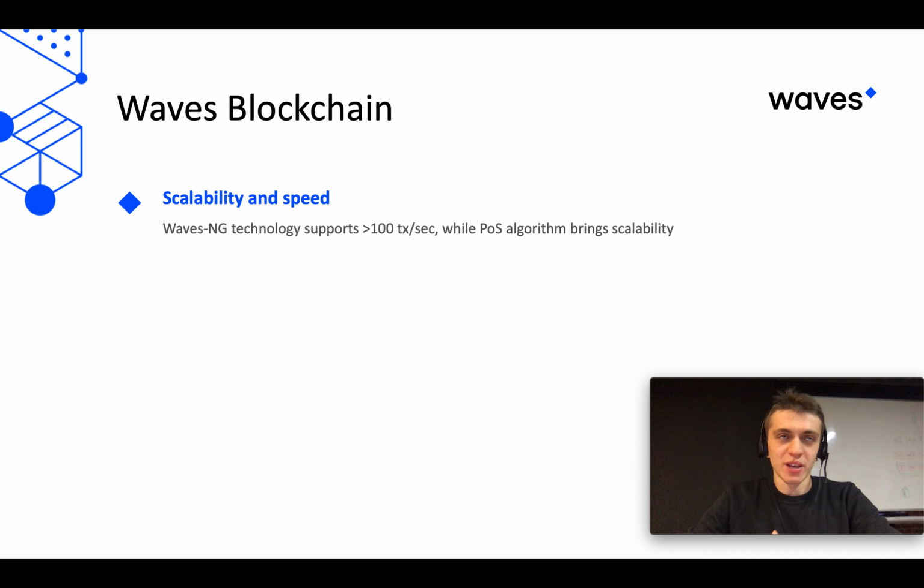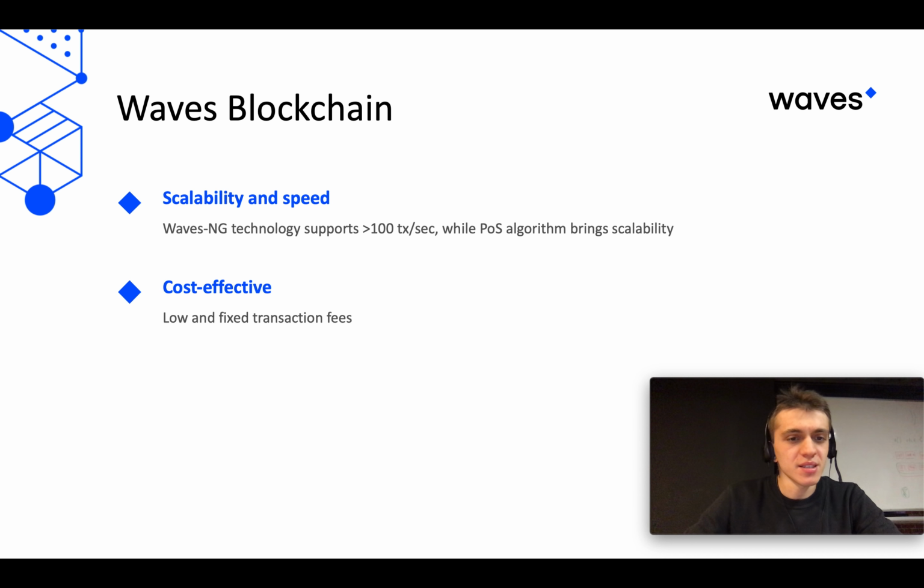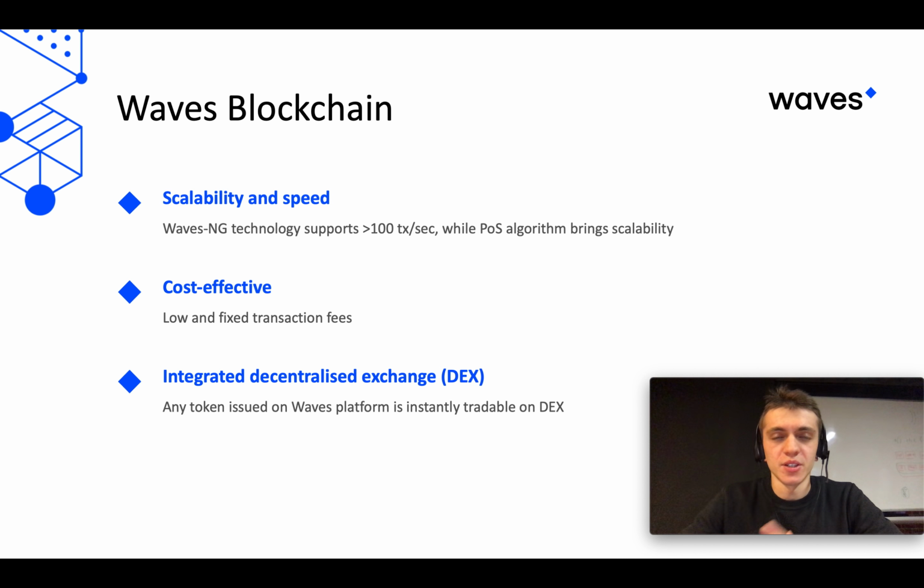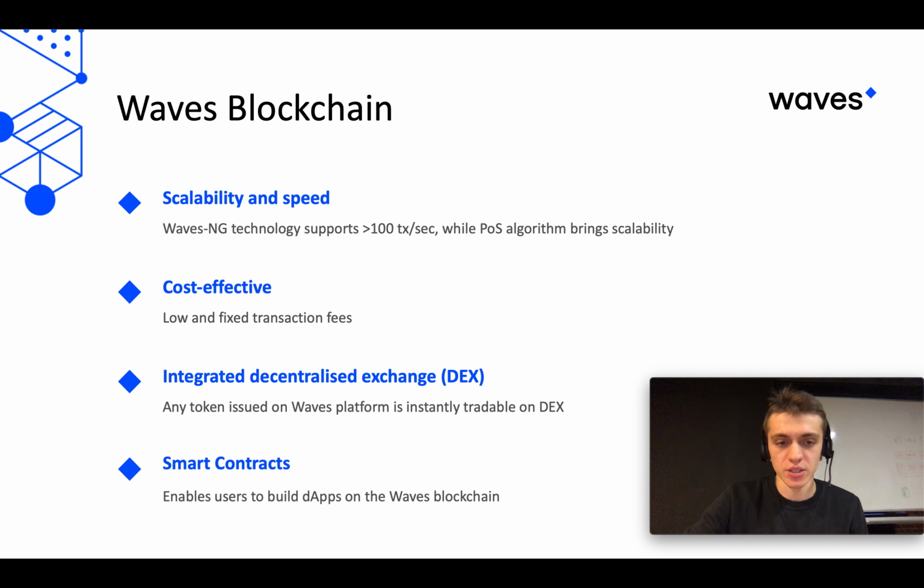Okay, so Waves is well known as a fast blockchain, it's really cost effective also because there are low fees, really low fees. There's an integrated DEX. You can issue a token on Waves and you can instantly trade it on the DEX, on the decentralized exchange. Also, there are smart contracts, which enable you to build decentralized applications. But Waves' approach to smart contracts is a little bit different. It's not like in Ethereum or in Tron or in other blockchains.